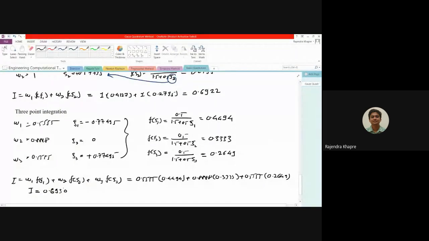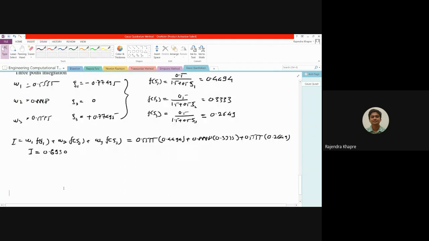Okay, so now you see, when you use 3-point integration, you are getting a very close answer, very close to the actual solution, which is 0.6931. So I hope everybody understood this. Are there any queries? No, sir. Okay, it's a very simple form of integration. You don't have to do much.